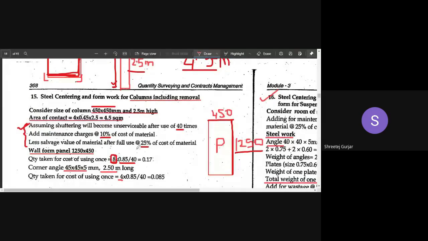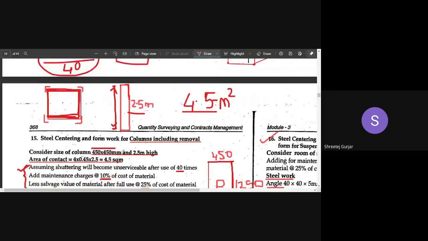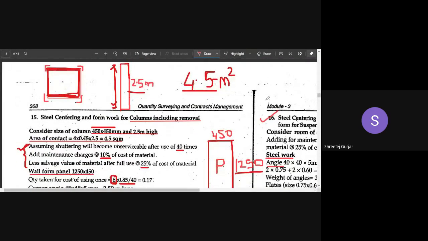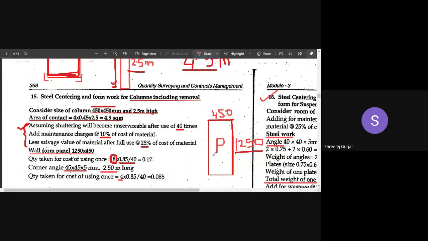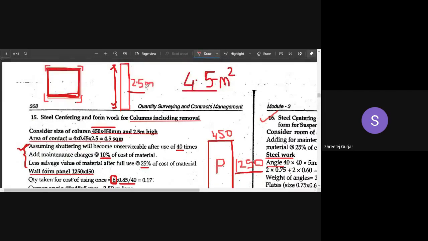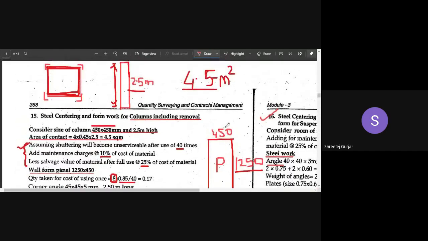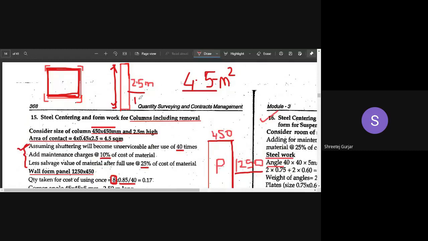Now, how have we arrived at this particular rate? You can try and calculate from these values. We have per panel, I have told you the size, right? So 2.5 meter is the total height. How many panels will we be requiring? So 2.5 divided by 1.25. Tell me the value. That is the number of panels required on one side.